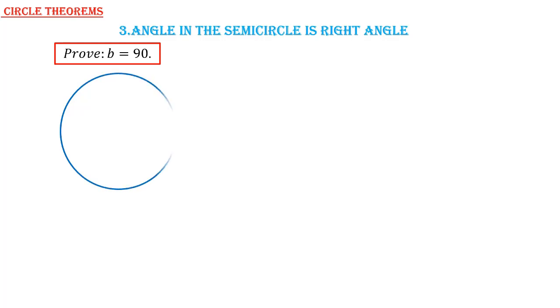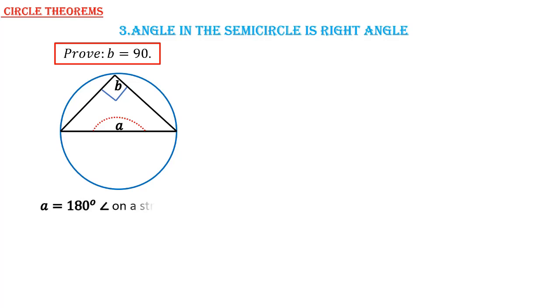We are saying with our third theorem, angle in the semicircle is a right angle. That's our third theorem. So we are going to prove why B equals 90. That's the right angle. So this is our B, and this is our semicircle. That's our A. And A is 180 degrees because angle on a straight line is equal to 180 degrees.